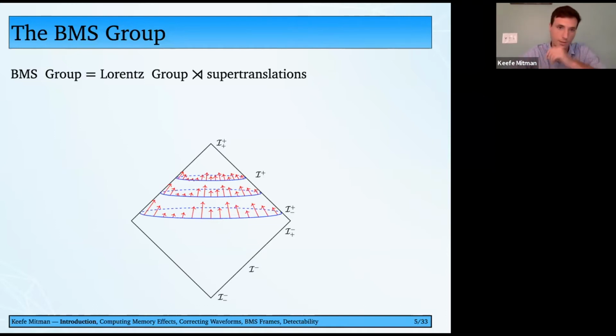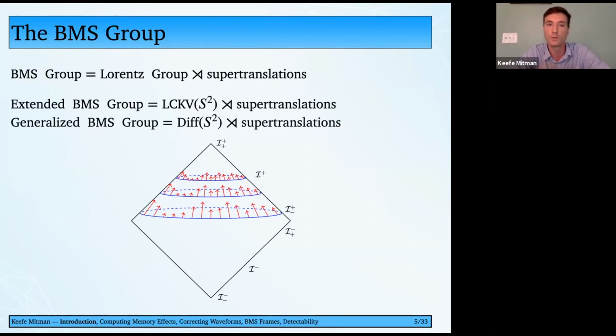This won't be as important for this talk, but I also want to highlight that there are proposals for promoting the Lorentz group to a much larger group. The two leading proposals are the extended BMS group, where the Lorentz group is promoted to local conformal Killing vectors on the two-sphere, which is pretty much the same as the Virasoro algebra, and this was put forth largely by Barnich and Troessaert.